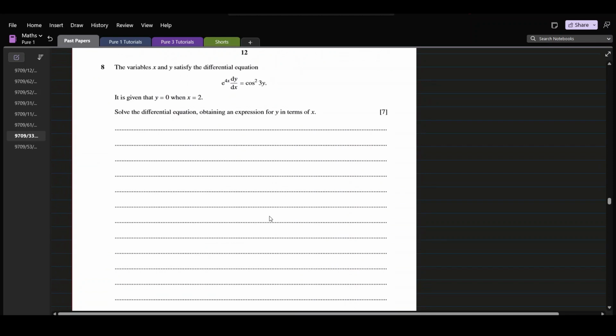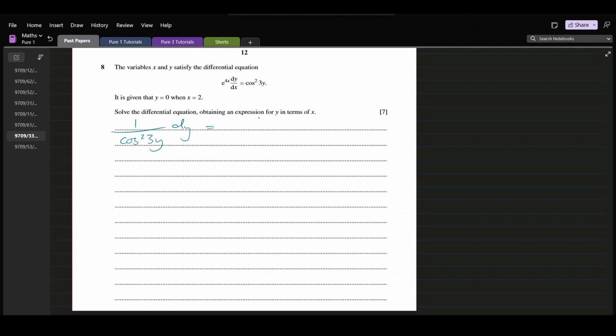Number 8. The variables x and y satisfy the differential equation e to the power 4x dy/dx is equal to cos squared 3y. It is given that y is equal to 0 when x is equal to 2. Solve the differential equation, obtaining an expression for y in terms of x. Okay, so let's start by separating our variables. So we end up with 1 over cos squared 3y with respect to y is equal to 1 over e to the 4x with respect to x.